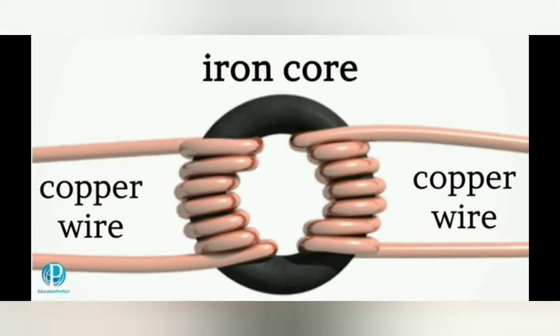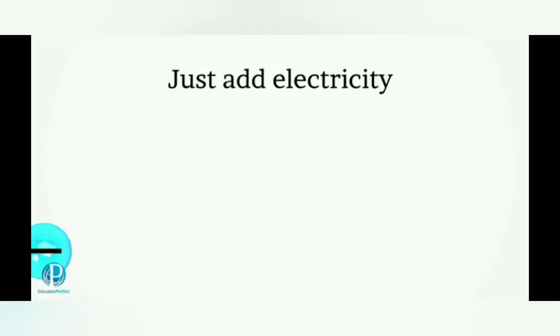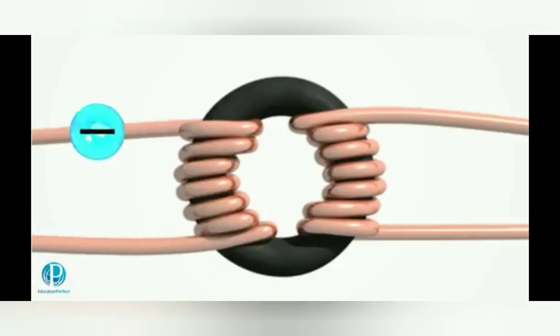Faraday took a simple ring of iron and wound two pieces of copper wire around it. Nothing so extraordinary about that, thought the gathered audience. But then he added the key ingredient, electricity. When one of the wire coils was connected to a battery, or a voltaic pile as they called it back then, an electric current flowed through it.